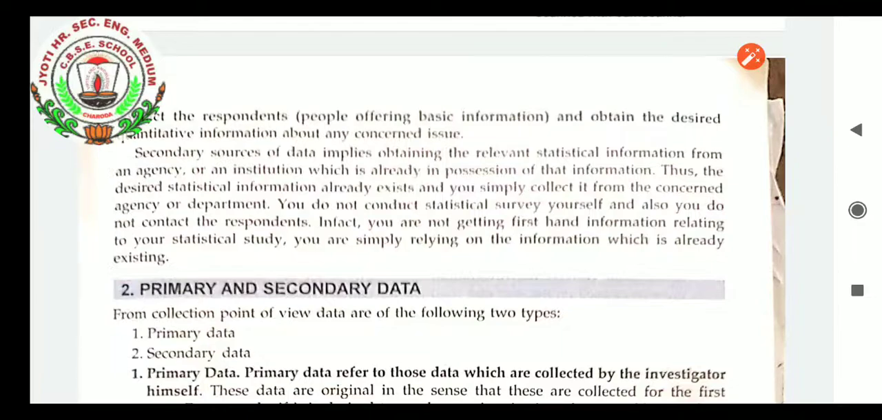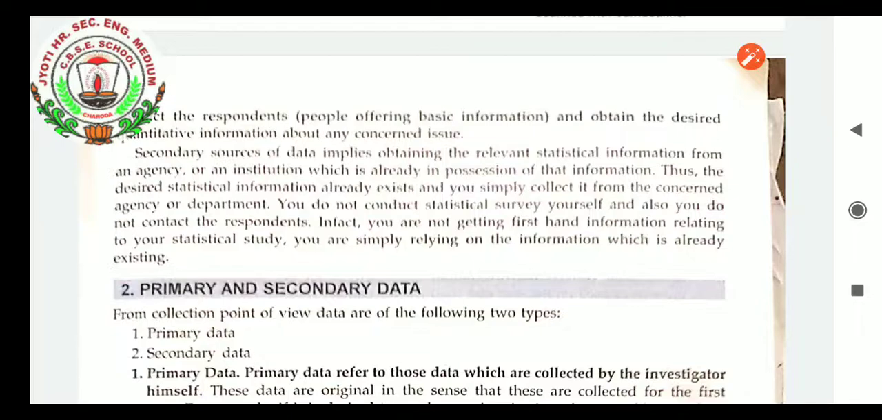Secondary data is that source of data which is collected from other modes, meaning from another institution or agency. You got the information, and that is known as a secondary source of data, which is already in possession of someone else. Someone is the owner of that particular information which you want to share. You have not collected the data; the first investigation was already done by some other institution or agency. Thus the desired statistical information which already exists, and which you simply collect from the concerned agency or department, is known as secondary data.